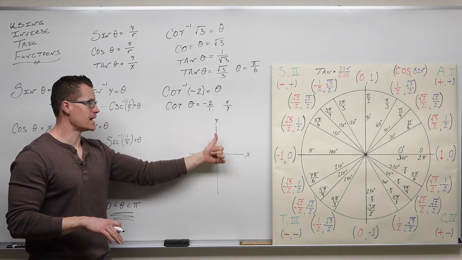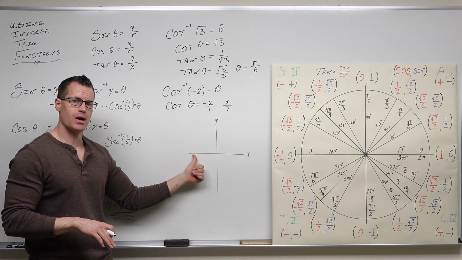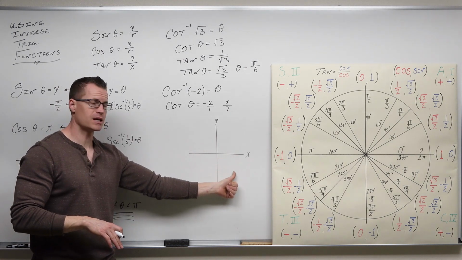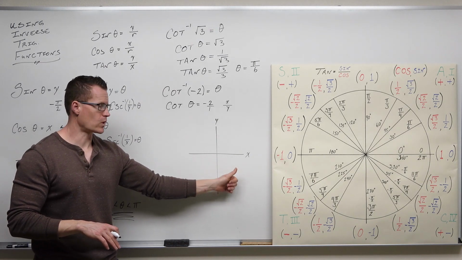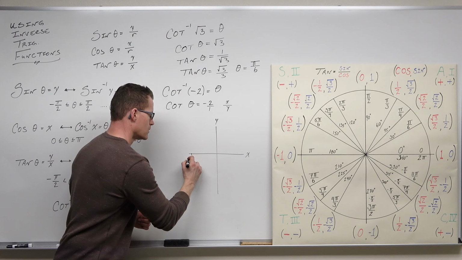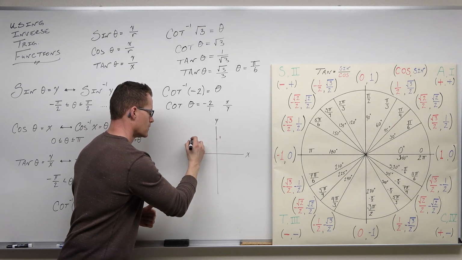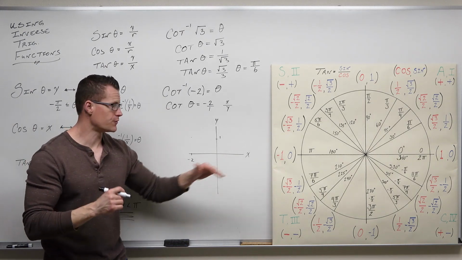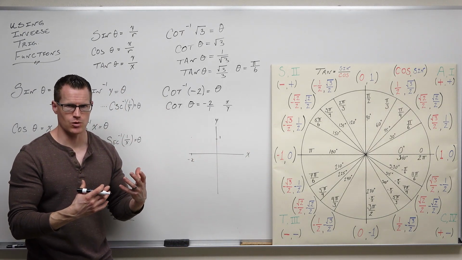Well, if you have a negative 2 and a positive 1, that's here. That's opposed to a positive 2 and negative 1, that's down there. That's not the right quadrant. We have to be from 0 to pi. So negative 2, positive 1. Remember that cotangent inverse is only defined from here to here. You have to be somewhere on there.